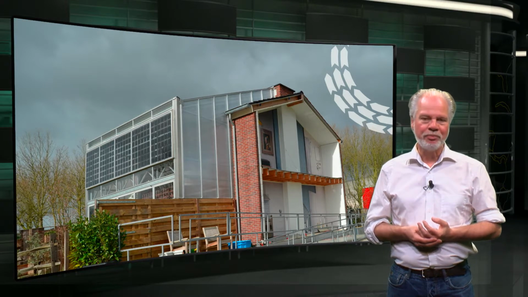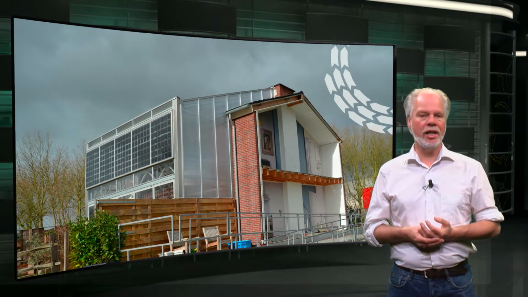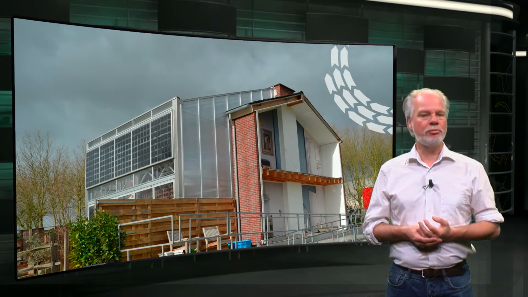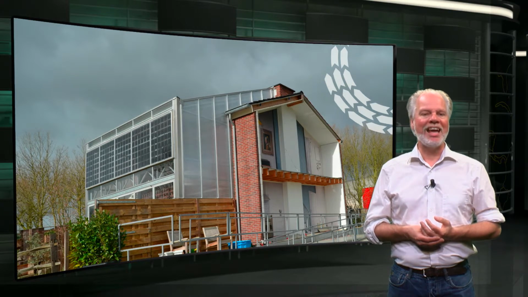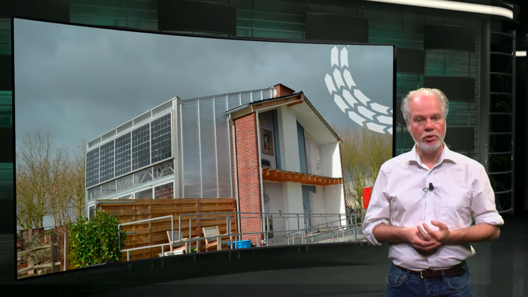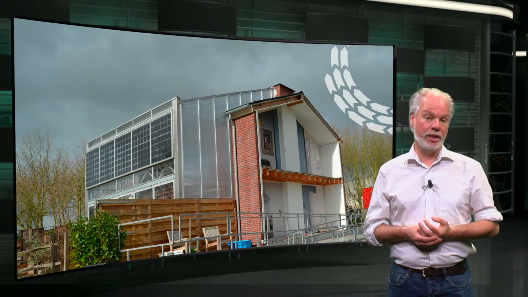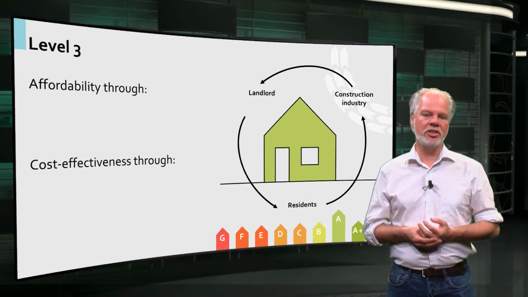Level 3 involves high-end renovations, such as the Prêt à Loger house that is shown here. At this level, the dwelling is improved in such a way that over the course of a year, the dwelling produces at least as much energy as the occupant consumes on average. Let's have a closer look at level 3. At this level, the affordability of technical measures is key.